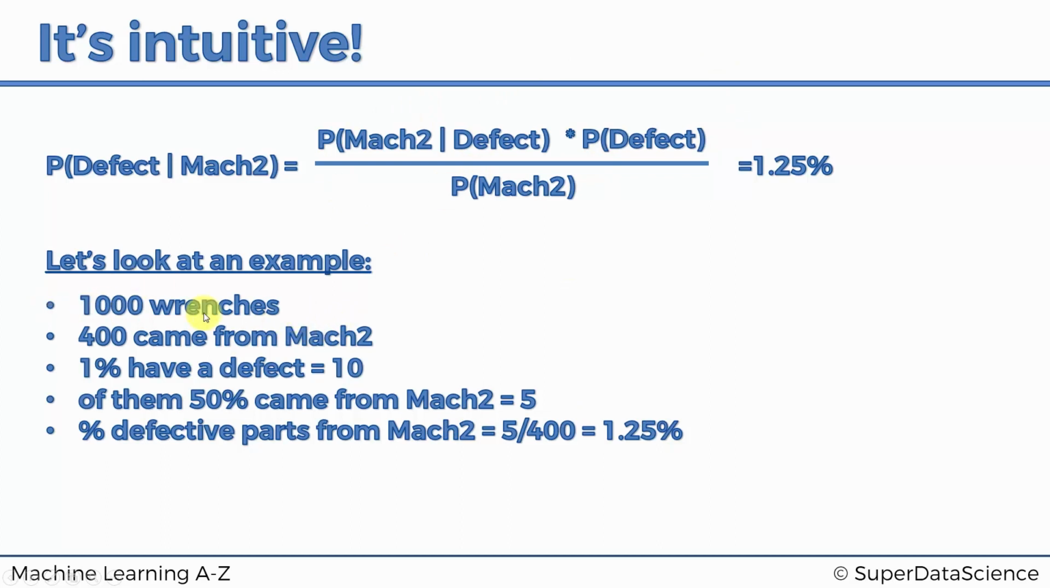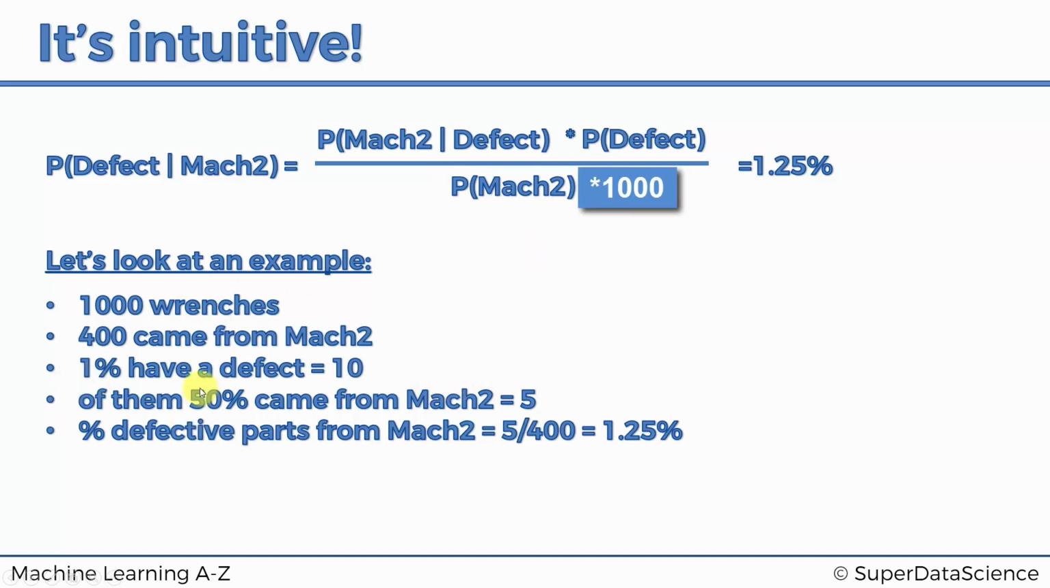We had 1,000 wrenches, right? And then we turned that into 400. So we multiplied 1,000 wrenches by 40%, which is the probability of a part coming from machine 2. So this is our denominator, right? Instead of the probability of machine 2, this 400 is P of machine 2 times 1,000. So we have P of machine 2 times 1,000 in the denominator instead of just P of machine 2 in what we're doing here, right?